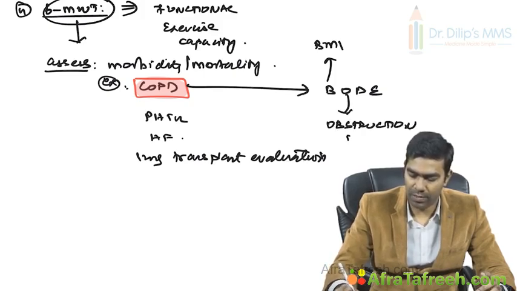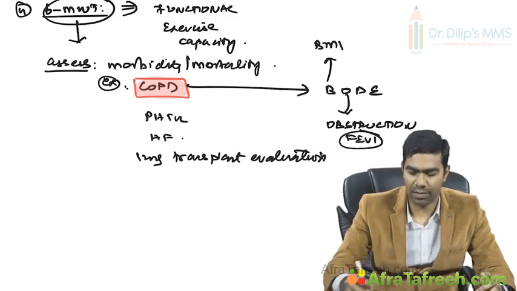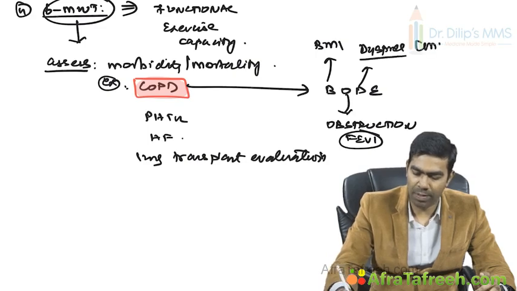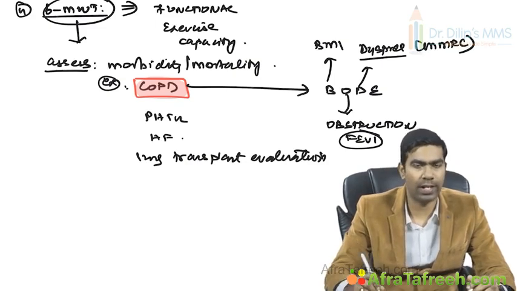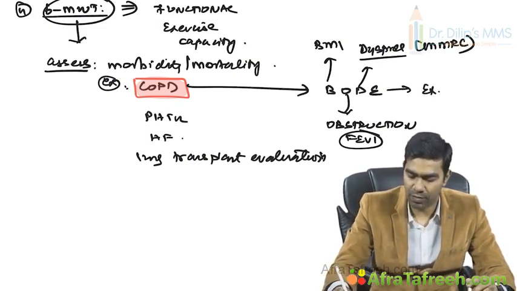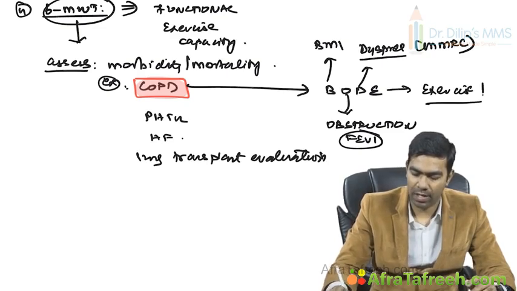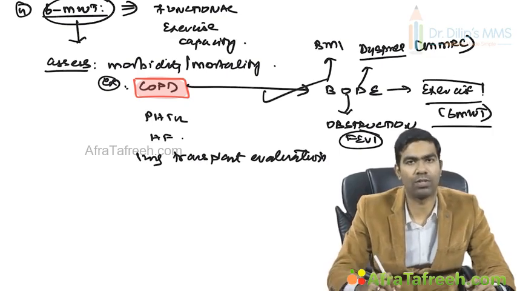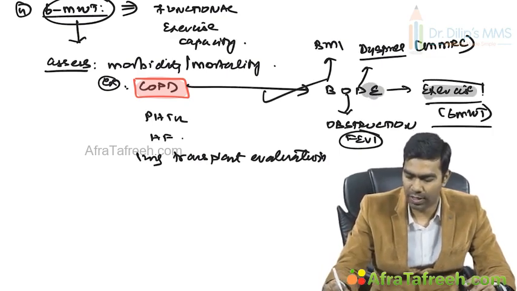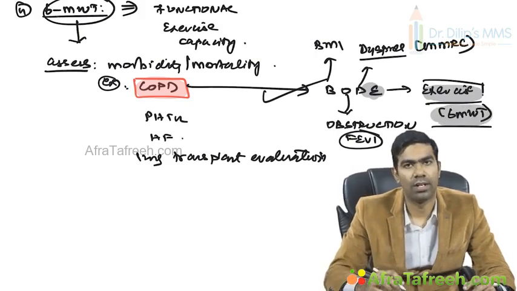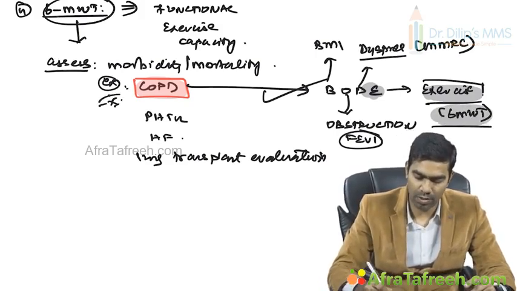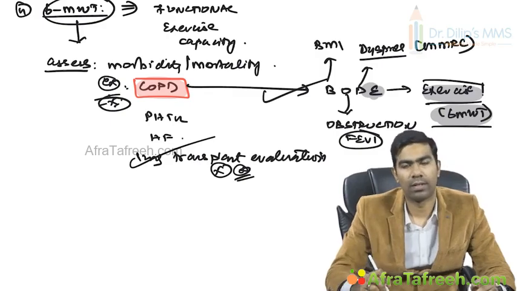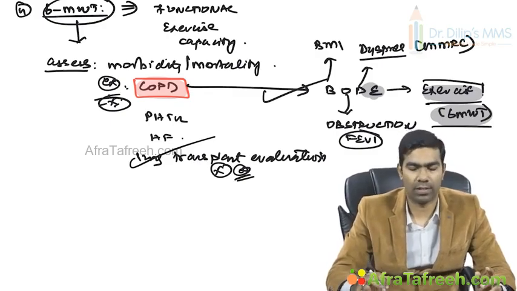O stands for obstruction, which is usually indicated by FEV1, and D stands for dyspnea, given by the modified MRC scale, which I'll explain in detail in the COPD section, and E stands for exercise capacity, and this is assessed by the 6-minute walking test only. So BODE is a very important prognostic index for COPD, in which E stands for the exercise capacity, which is assessed using the 6-minute walking test. That's why this is very important. Pre-lung transplant evaluation is also very important. This is also a question in exam, where you assess the 6-minute walking test.